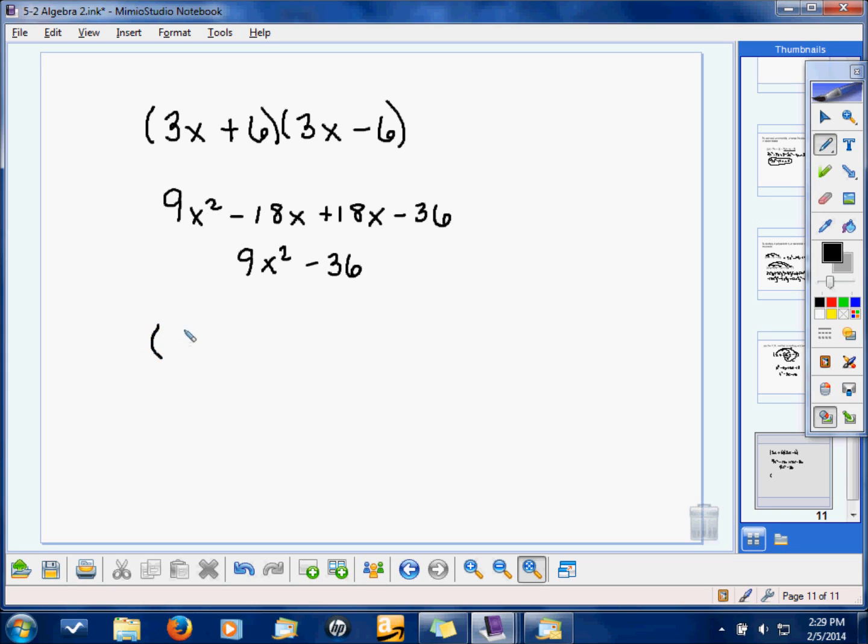Sometimes you can't actually get a monomial, but let's try this one.